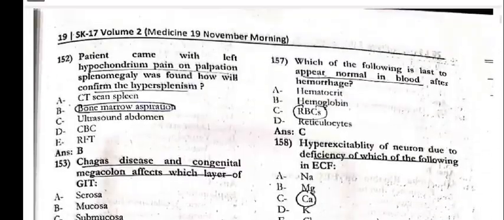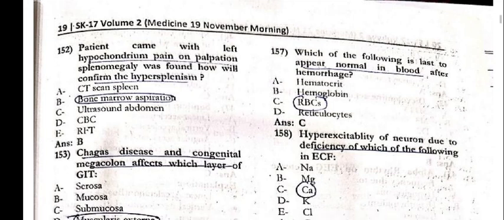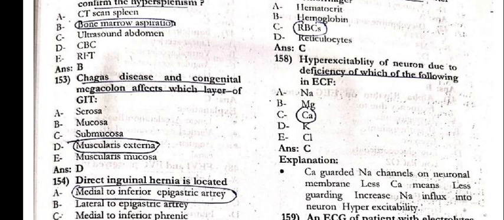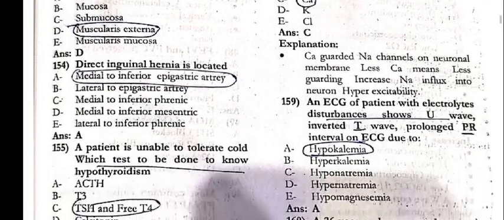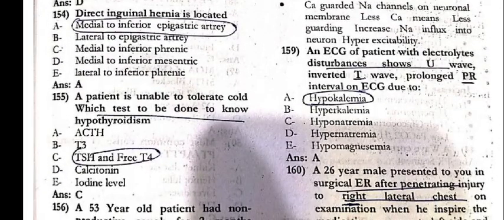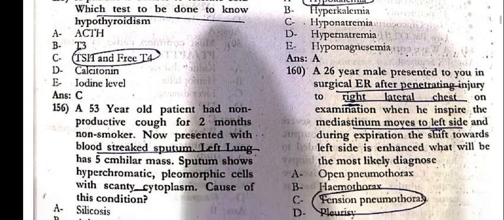Next, 157. Which of the following is last to appear normal in the blood after hemorrhage? That is the RBCs. 158. The hyperexcitability of the neuron is due to the deficiency of which of the following in ECF? There is the calcium. 159. ECG of the patient with electrolyte disturbance. U waves and inverted T waves go for hypokalemia.